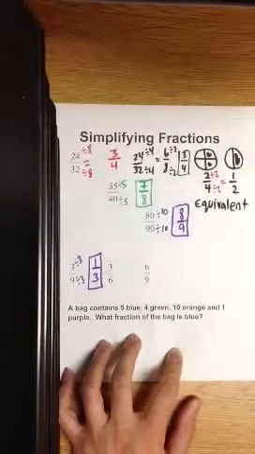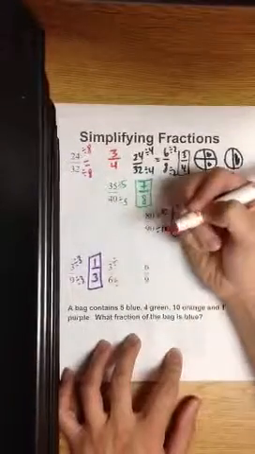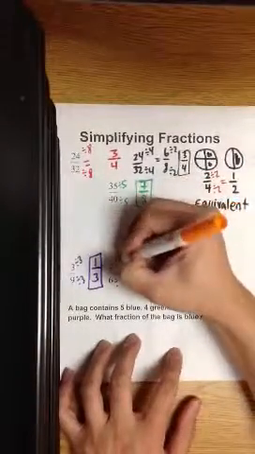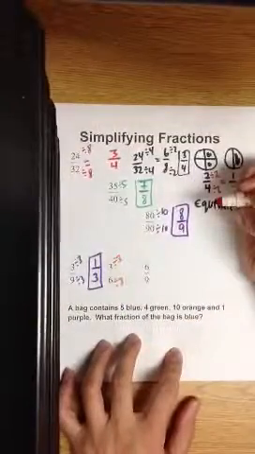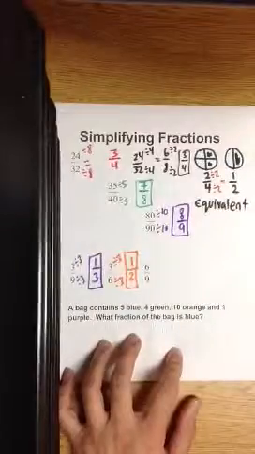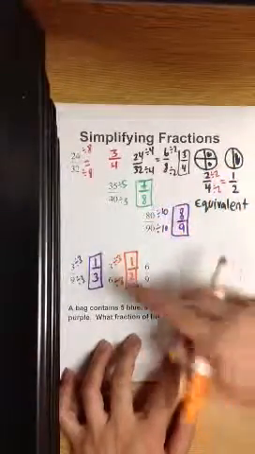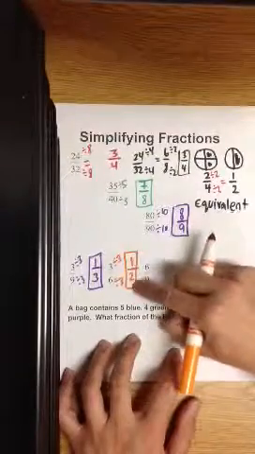3/6. What is the greatest factor that goes into 3 and 6? Let's try 3. 3 divided by 3 is 1. 6 divided by 3 is 2. 1/2. So 3/6 is equivalent to 1/2. How do you know? 3 is half of 6. 1 is half of 2.